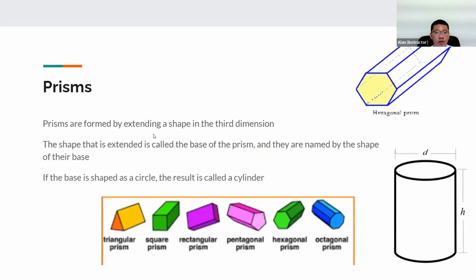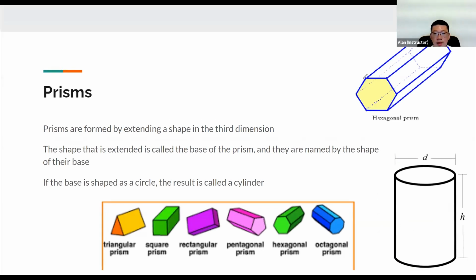So prisms are formed by extending a shape in the third dimension. So as you can see, what I mean is that in the example to the top right, the shape that we're extending is the hexagon that I'm tracing out right now. And what we did is we extended it in the third dimension, which is the lines that I'm drawing right now. So the shape that is extended is called the base. So the hexagon itself, that's going to be called the base of the prism, and they're named by the shape of their base.